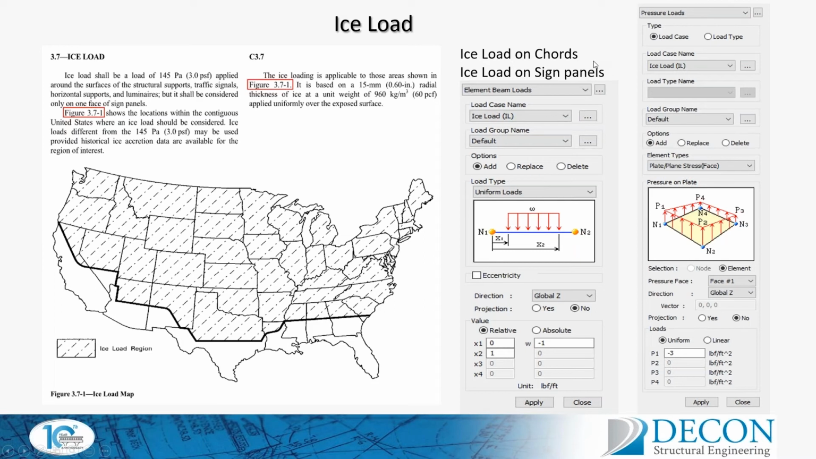We have applied ice load in 2 ways, that is ice load on chords and ice load on sign panels. To apply ice load on the chords, we have used the element beam loads as an option. We apply the ice load in the negative global Z direction. And we have applied ice load on the sign panel using the pressure load option available in MIDAS. We have used the plate plane stress. We applied the load on the face of the sign panel in the global Z direction again.